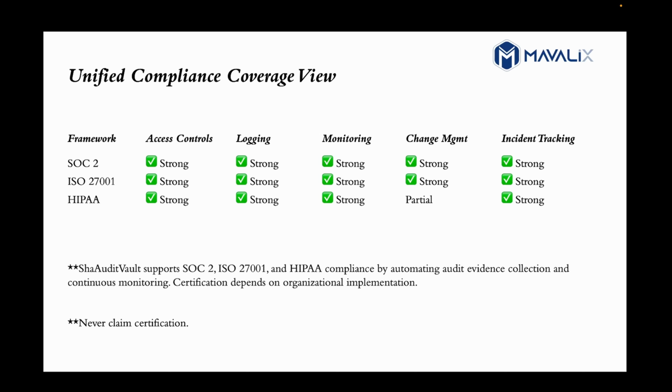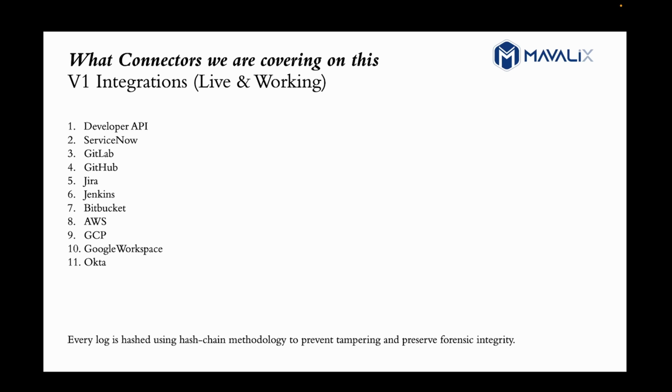But the main point here is that ShaAuditVault supports SOC 2, ISO 27001, and HIPAA compliance by automating audit evidence collection and continuous monitoring. Certification depends on the organizational implementation. We never claim any kind of certification. We're storing information and providing a secure wallet. For V1 we did integrations with a developer API, ServiceNow, GitLab, GitHub, Jira, Jenkins, Bitbucket, AWS, GCP, Google Workspace, and Okta. The next version will have more integrations. Every log is hashed using hash chain methodology, providing tamper-proofing to preserve forensic integrity.